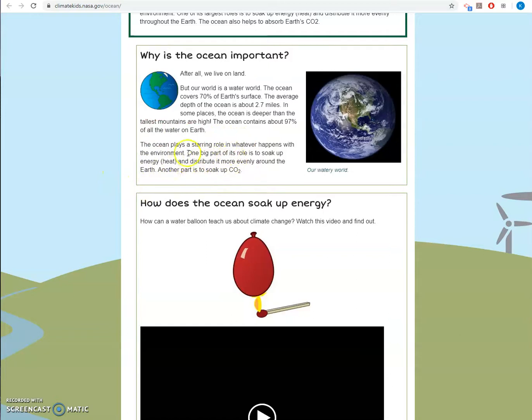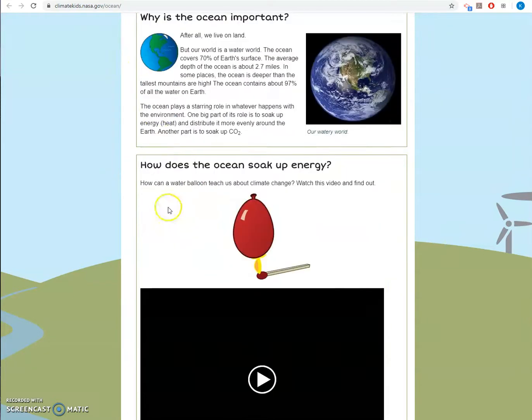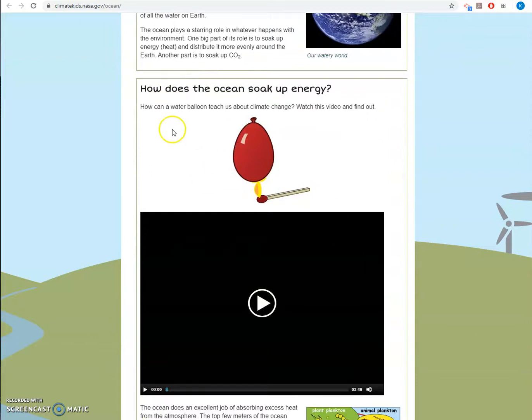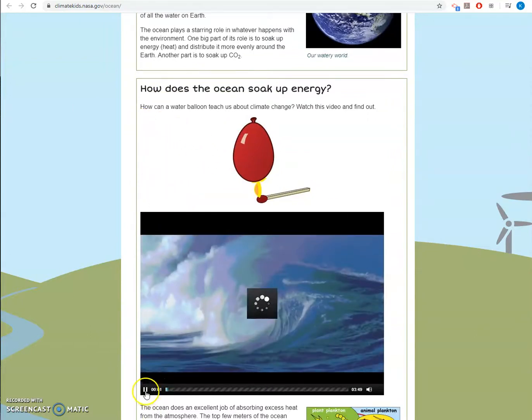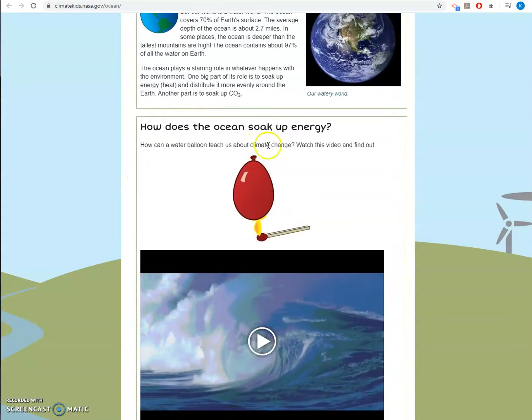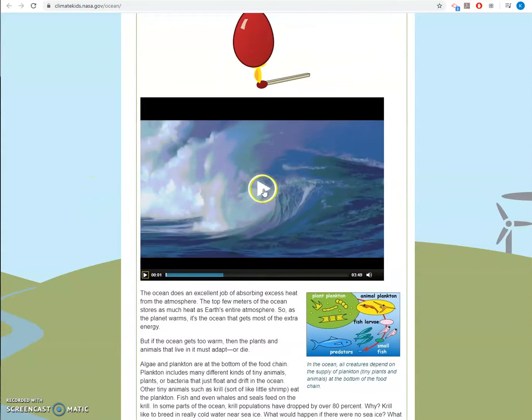It's a big role, like it says here, soaks up energy. I don't know why it says that twice. It just does. But how does it work? So this explains kind of how the ocean soaks up energy. There's a video you can watch to help you understand that as well. And this video is going to help you understand that process.